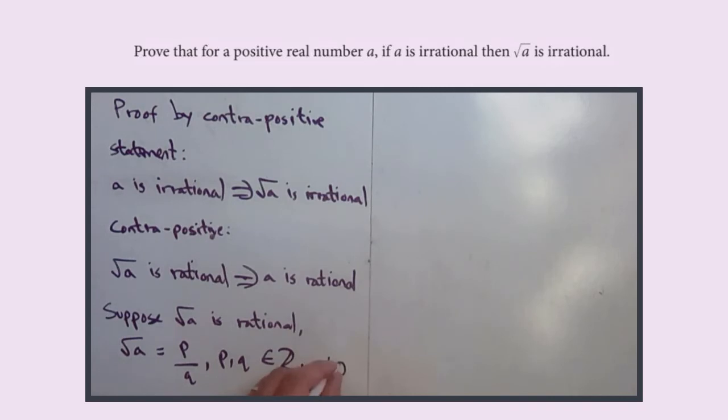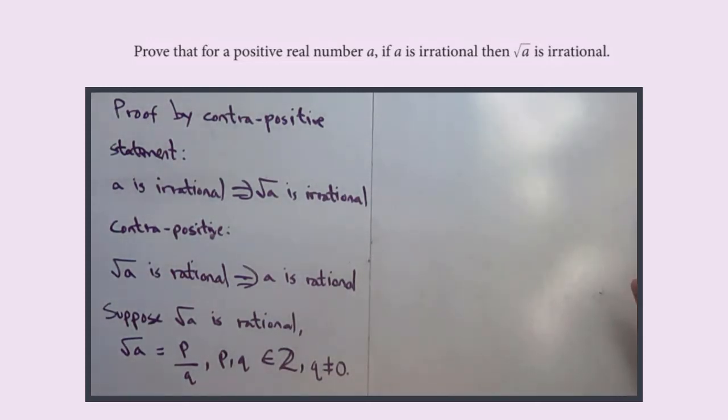q cannot be 0. You could add a third condition whereby they don't have any common factors other than 1. I don't think we need it for this, but if you're worried, just put it in anyway. It won't do you any harm.